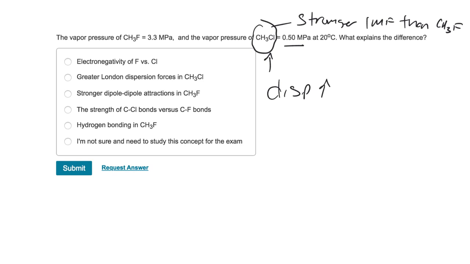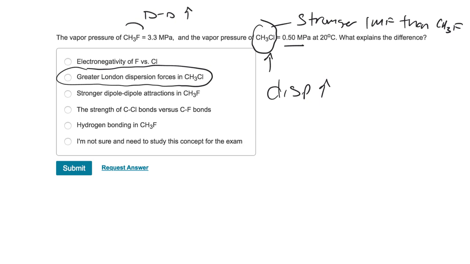And so likely here we have a stronger dispersion force, despite the fact that we might think that the dipole-dipole force would probably be higher and stronger for CH3F. And so what explains the difference here? So probably what explains the difference is the greater dispersion force in the methyl chloride. So we have a stronger dispersion force, which increases its intermolecular force of attraction compared to CH3F. Now let's go through why the other reasons wouldn't be correct.